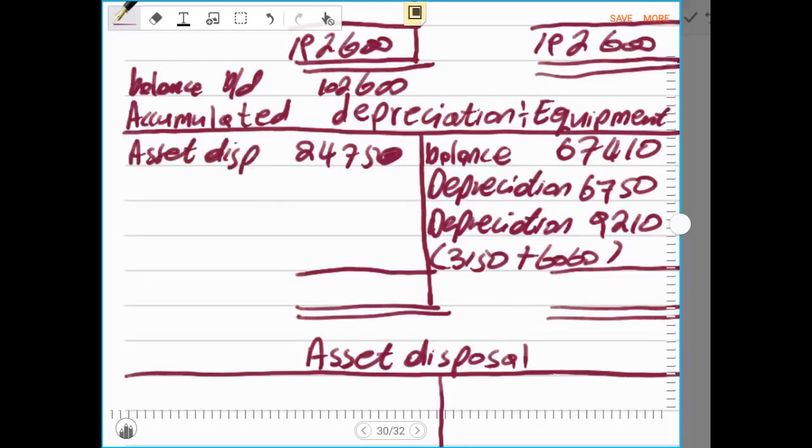Therefore now we can balance this ledger account, and we give the total of the credit side, 67,410 plus 6,750 plus 9,210. That will give us 83,370.